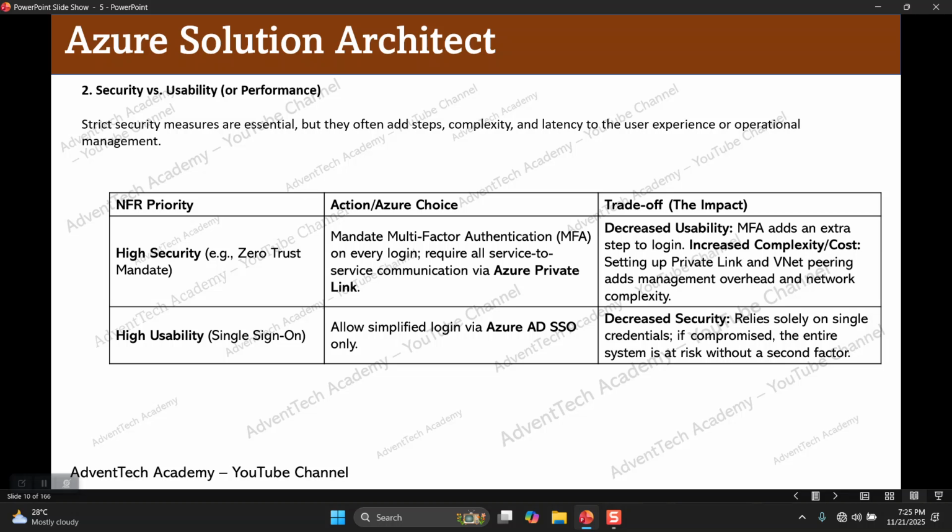If you go for high usability like single sign-on, we can allow a simplified login via Azure AD SSO only. Here the trade-off is decreased security. You rely solely on a single credential. If compromised, the entire system is at risk without a second factor. So these are all the trade-offs when we are implementing the NFRs.